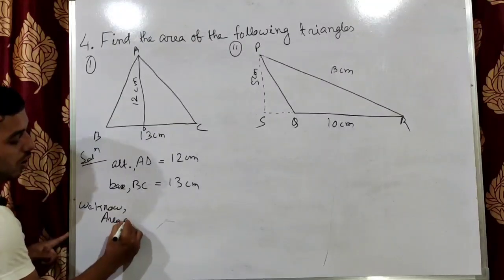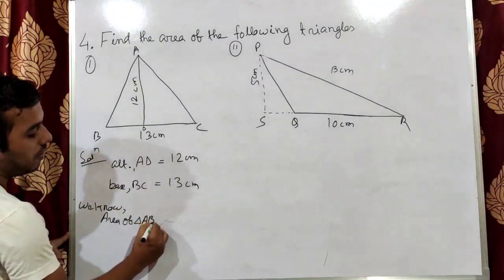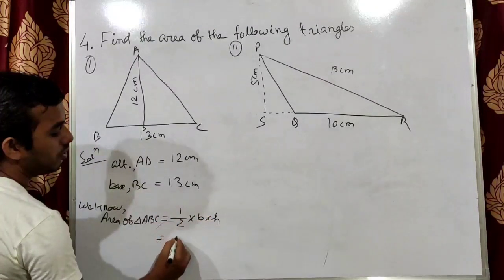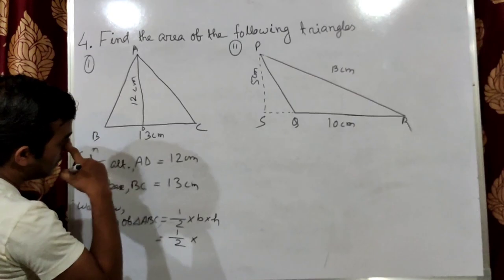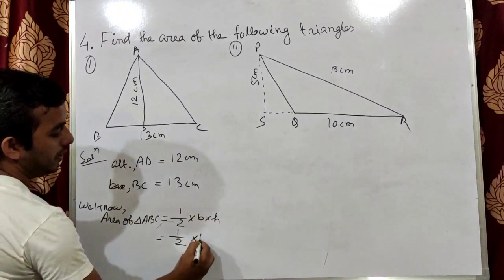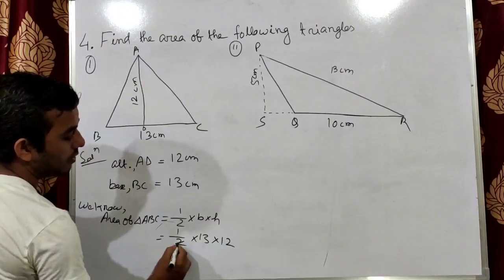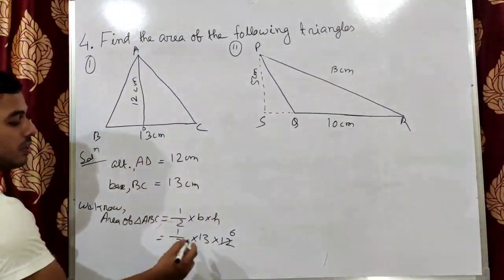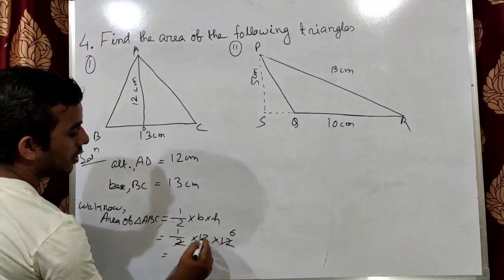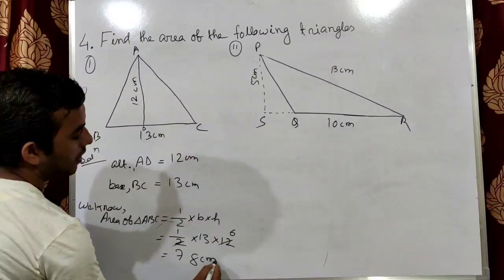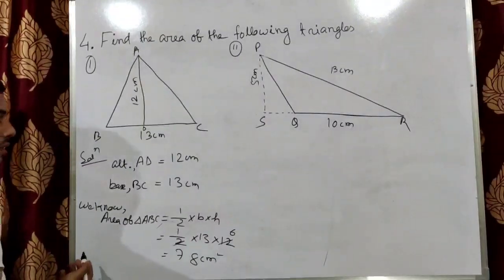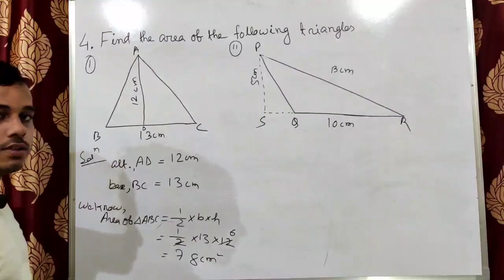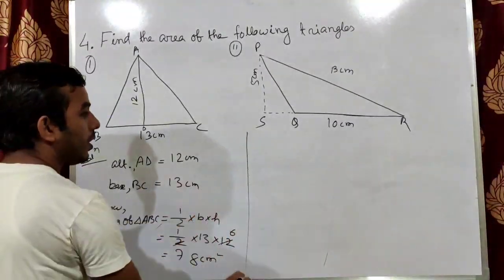Area of triangle ABC equals half into base into height or altitude. So we will write half, base is 13, and 12 will cancel with 6. So 13 into 6 is how much? 78 centimeter square. So we will write hence area of the triangle ABC is 78 centimeter square. Like this we will also solve the next one.